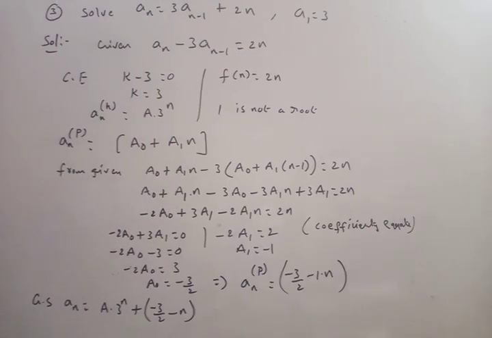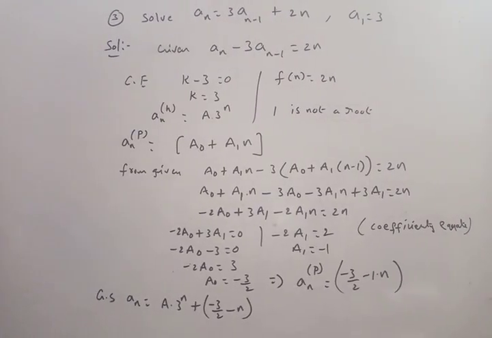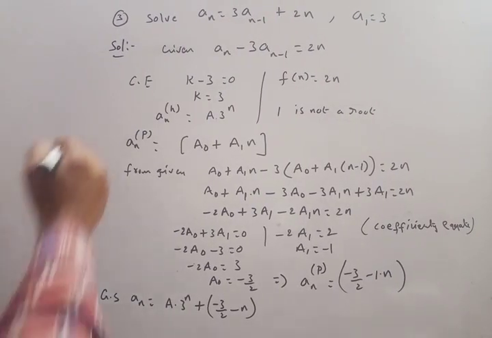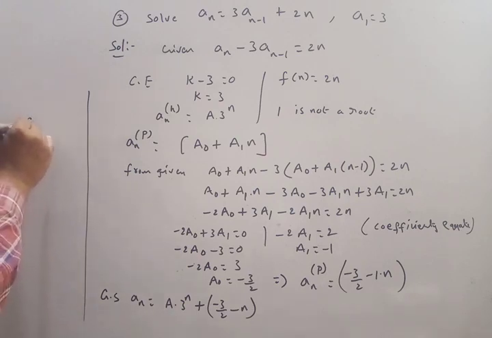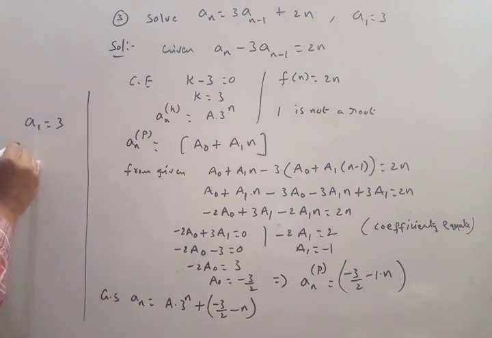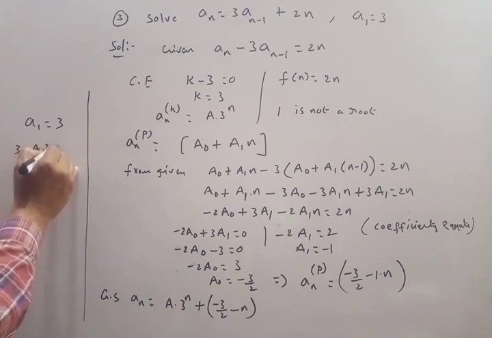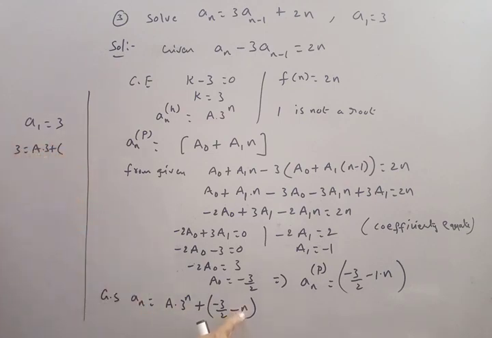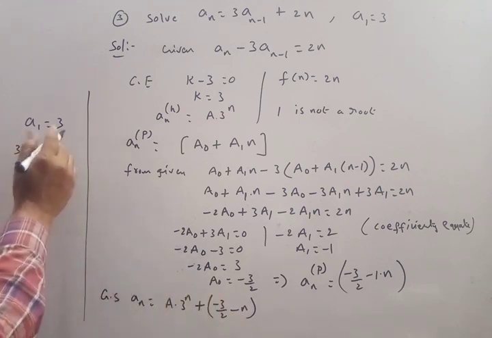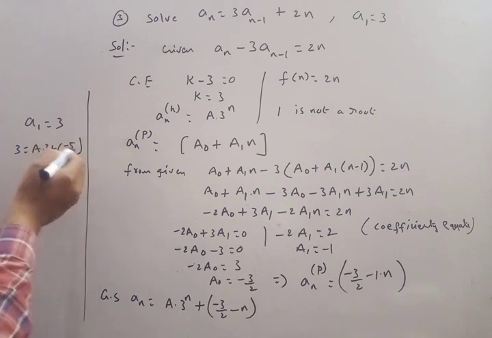What is the initial condition he gave here? a1 is equal to 3. So therefore a1 is equal to 3, right? If I take a1 is equal to 3 and n is equal to 1, I have to substitute, no? So a1, 3, is equal to a into 3 plus, for n is equal to 1, minus 5 by 2, correct. This will come this side.